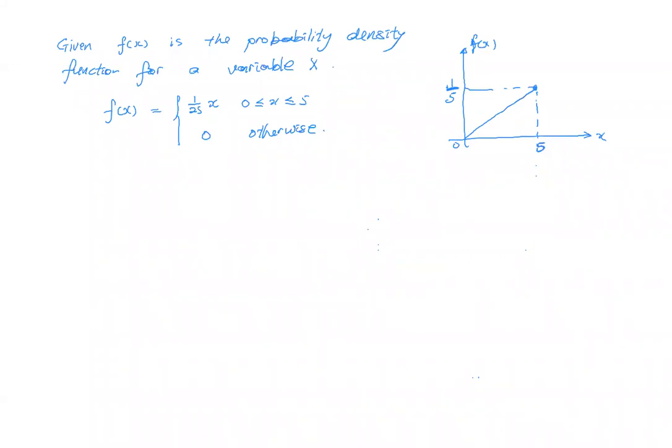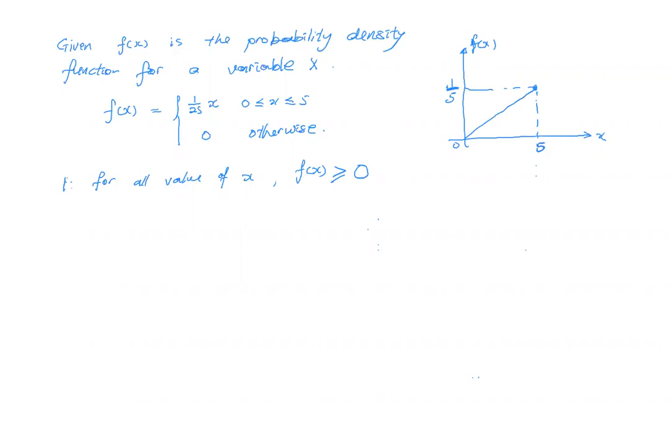So you have to fulfill certain criteria. So first of all, first one, you have to check for all values of x, the probability density function, the value must be greater than or equal to 0. This one satisfied or not? Yes. So it's all above the x-axis. So this is the first one.